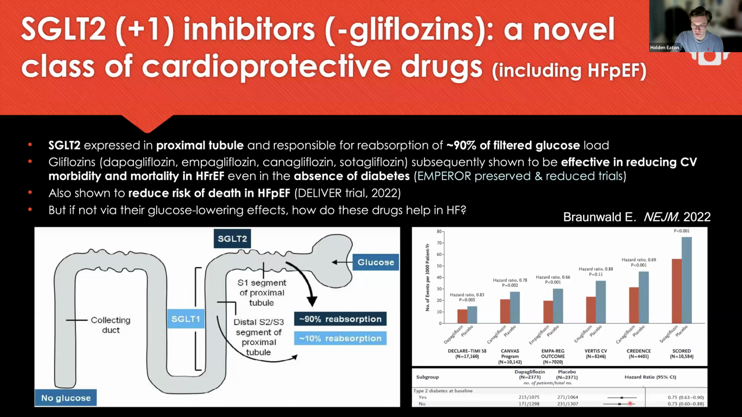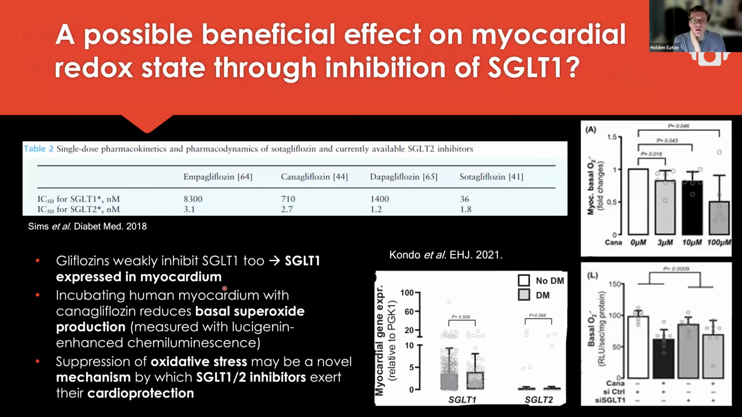they have positive effects indicated by the hazard ratio at reducing cardiovascular morbidity and mortality, in spite of any diabetes being present. So clearly there must be some additional mechanism that isn't just acting at the nephron, which explains how these work. And so I'll explain that to you now.